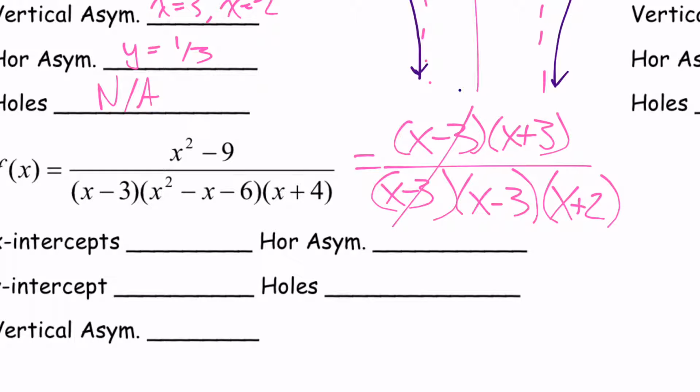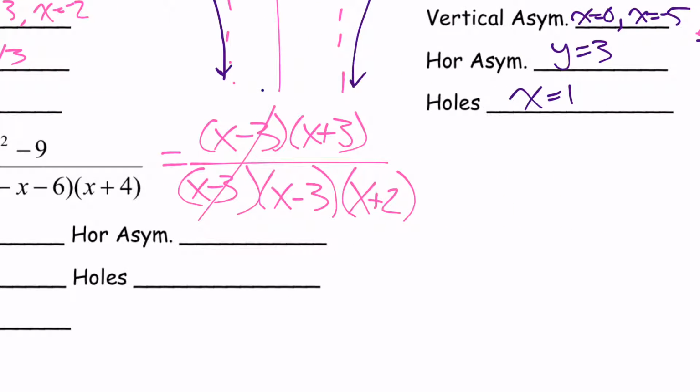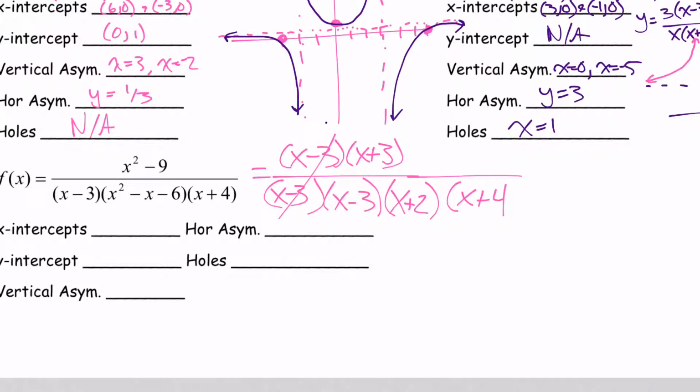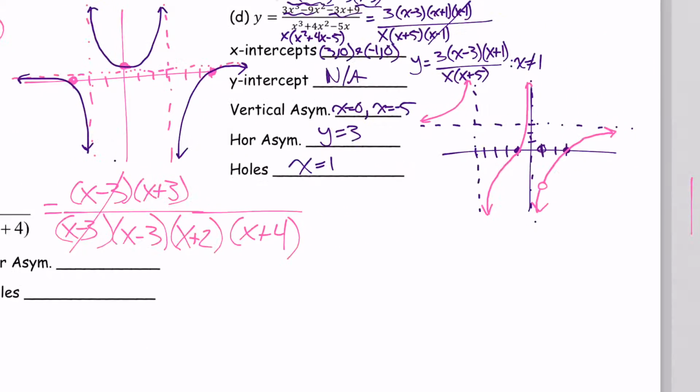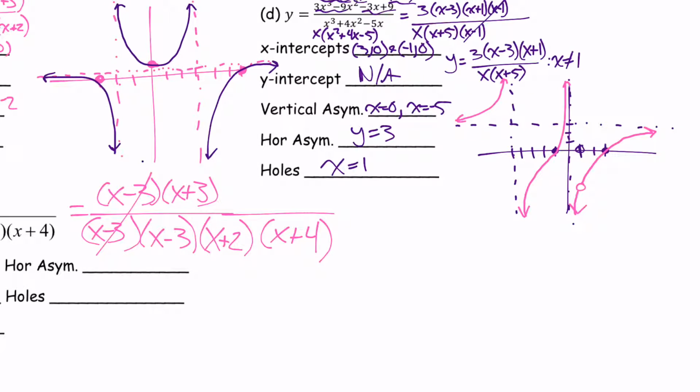Notice I have another factor of x minus 3. That's kind of goofy, but it's also kind of cool. So we'll see how that happens in a moment. What happens with that, I should say. So x plus 4 right there. So factored, let's rewrite it with that hole removed. With the hole removed, I get x plus 3 in the top over x minus 3 in the bottom, x plus 2, and then x plus 4.